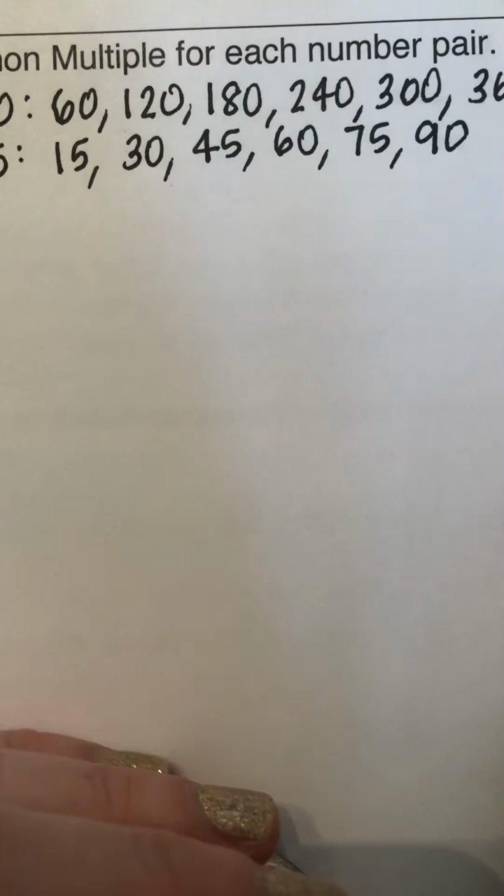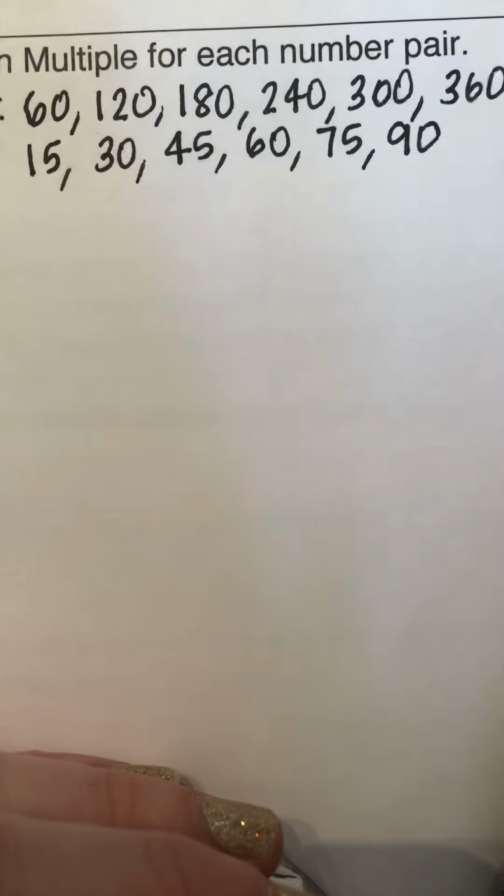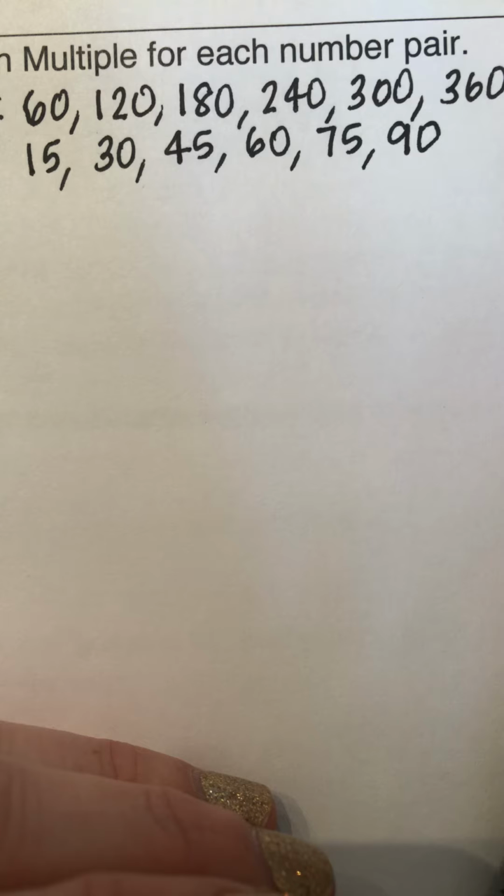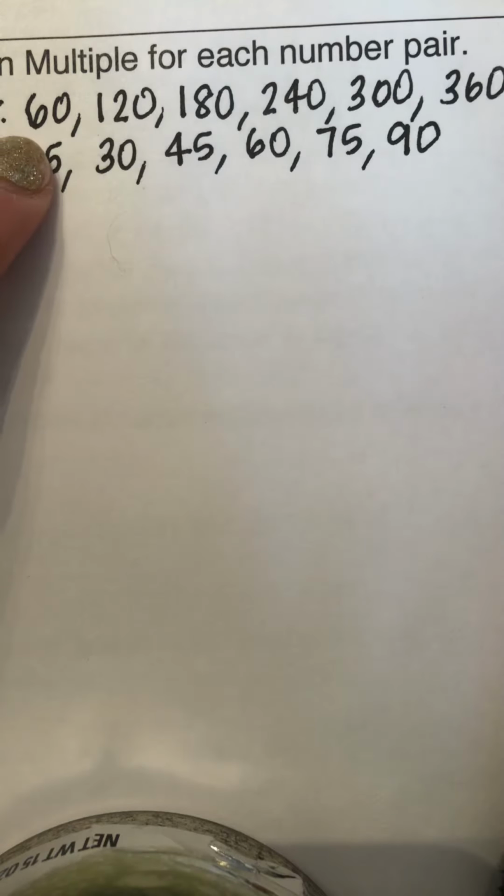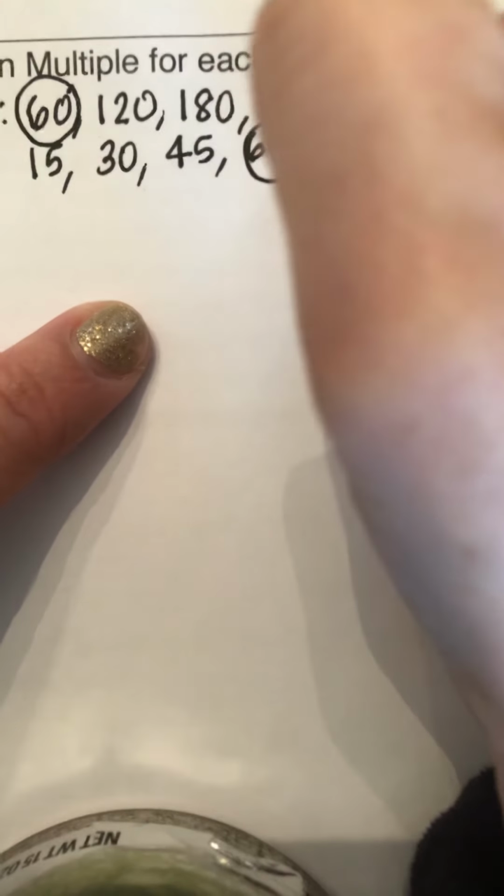Now we're going to look at this set of numbers, and you've got to decide what number is the smallest, the least common multiple for each number pair. So what number is in both lists, and that is the least number? And that number would be 60. So we can see that 60 is here, and 60 is in this list. So your least common multiple for each number here is 60.